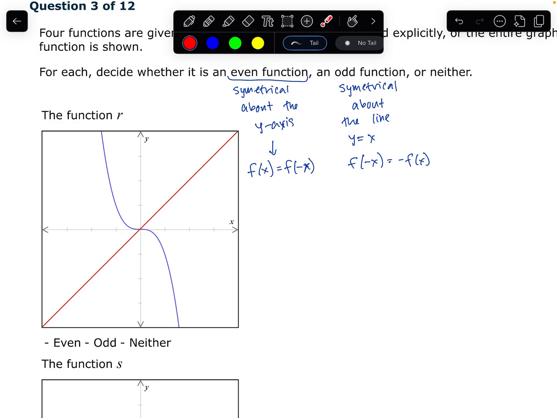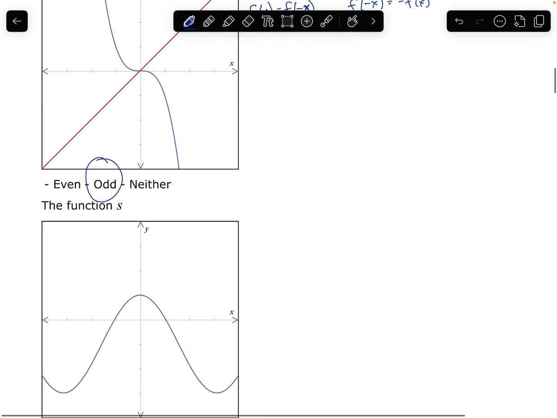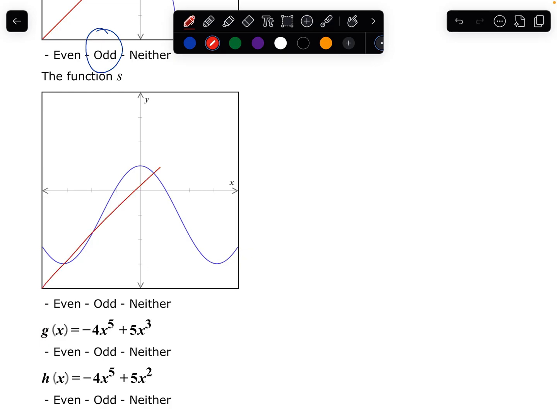So this graph right here, if you were to reflect either part of the function over this line right here, then it's odd. So in this case, it is true that this is symmetrical about this line right here. And so this is an odd function. For this function right here, it definitely won't be an odd function. It's not symmetrical about the line y equals x, but it is symmetrical about the y-axis, which means that this function is even.